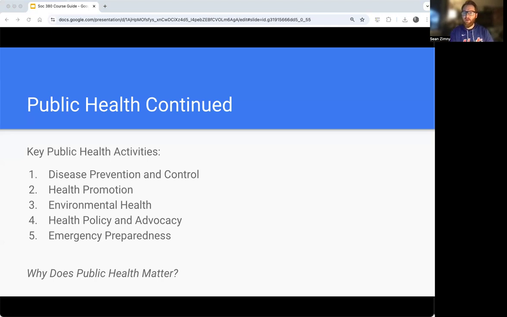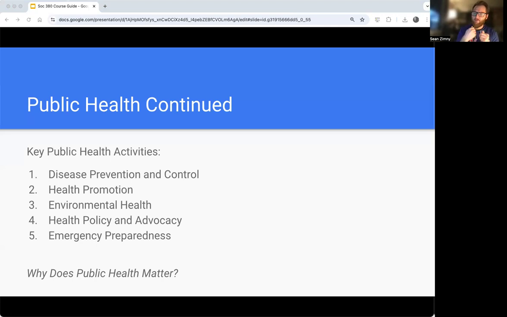And so some examples of public health achievements: the eradication of smallpox, reductions in tobacco use, improved sanitation and access to clean drinking water, development and promotion of seatbelt and helmet laws, advancements in maternal and child health. All these things are examples of great strides that public health has accomplished and that we've achieved. So public health is incredibly important.